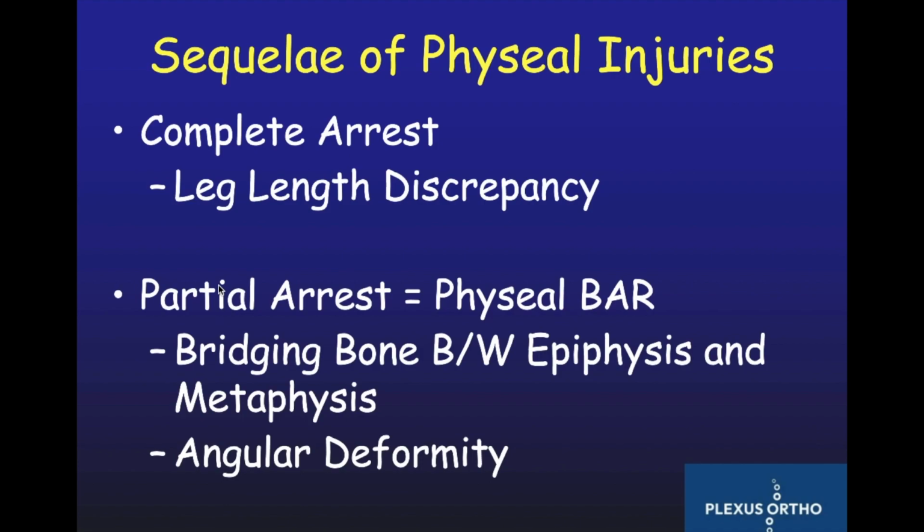What are the sequelae of physeal injuries? If the physis is damaged, bone growth can occur through and through. Bone can cross over from the metaphysis to the epiphysis, causing a bone bar, or there can be reduced growth because of the growth plate disturbance, and it can cause a leg length discrepancy, or a limb discrepancy in the upper limb. If only a part of the physis is damaged, it can cause an angular deformity, causing what is called a physeal bar, where the bone is bridged between the epiphysis and metaphysis. So these are some of the sequelae of physeal injuries.